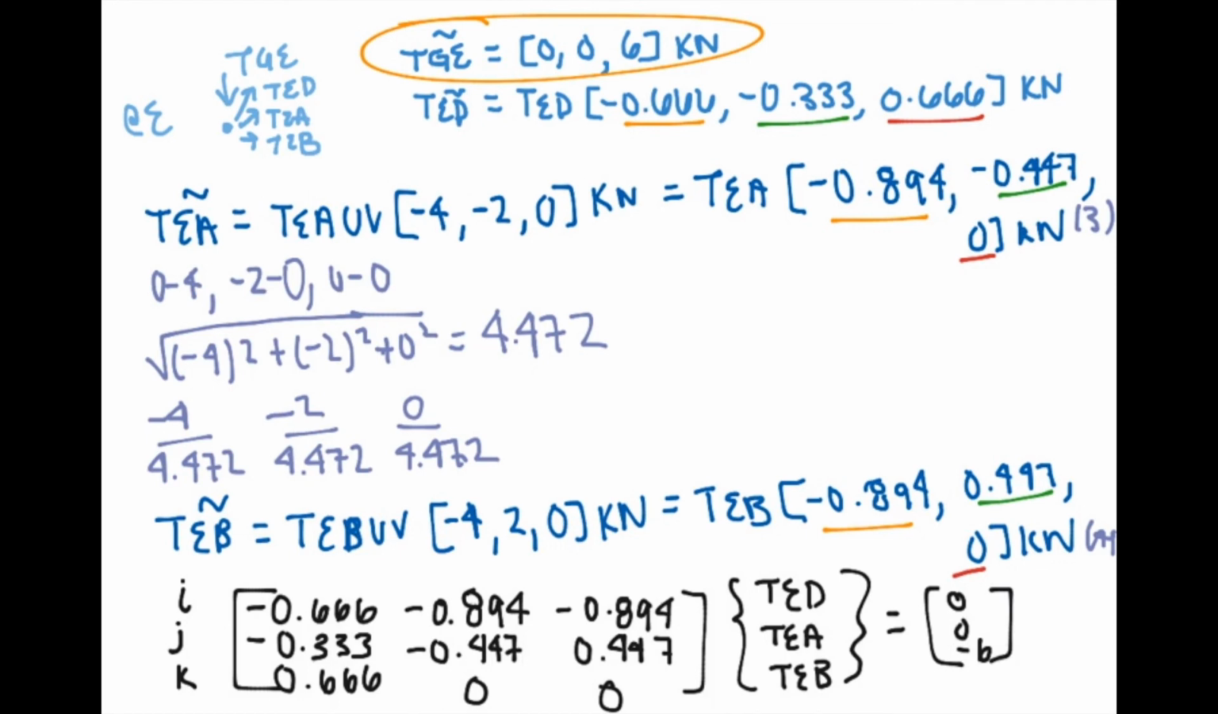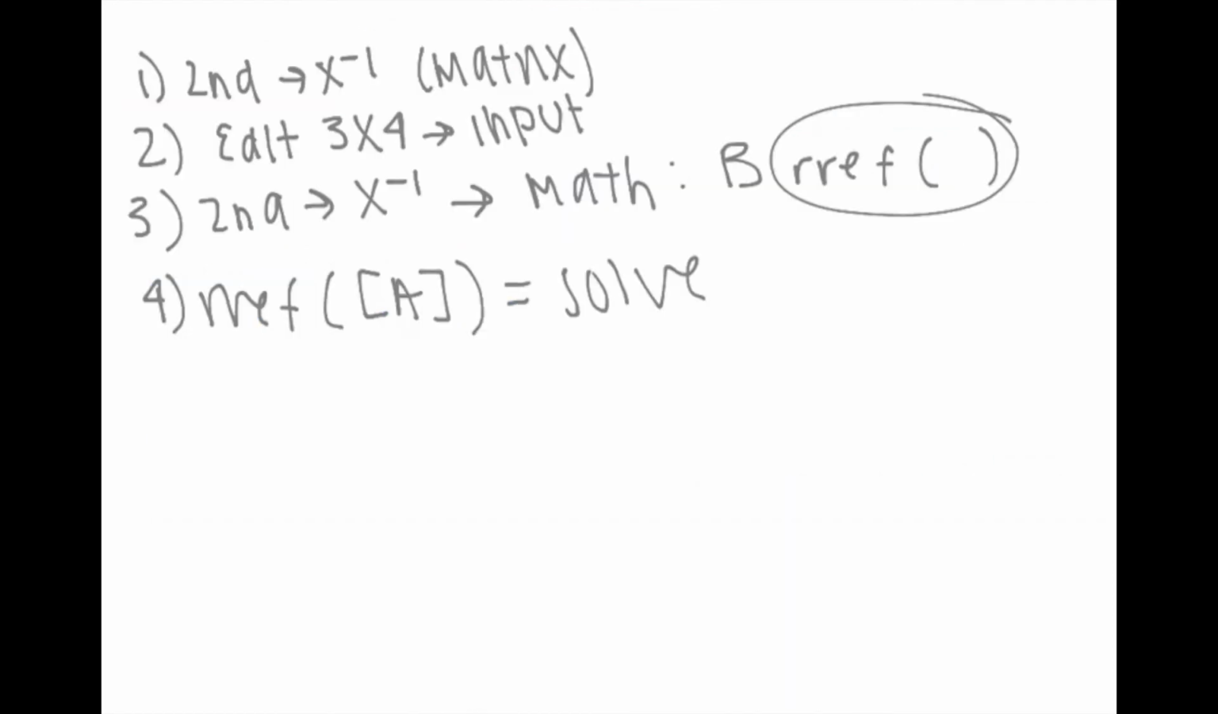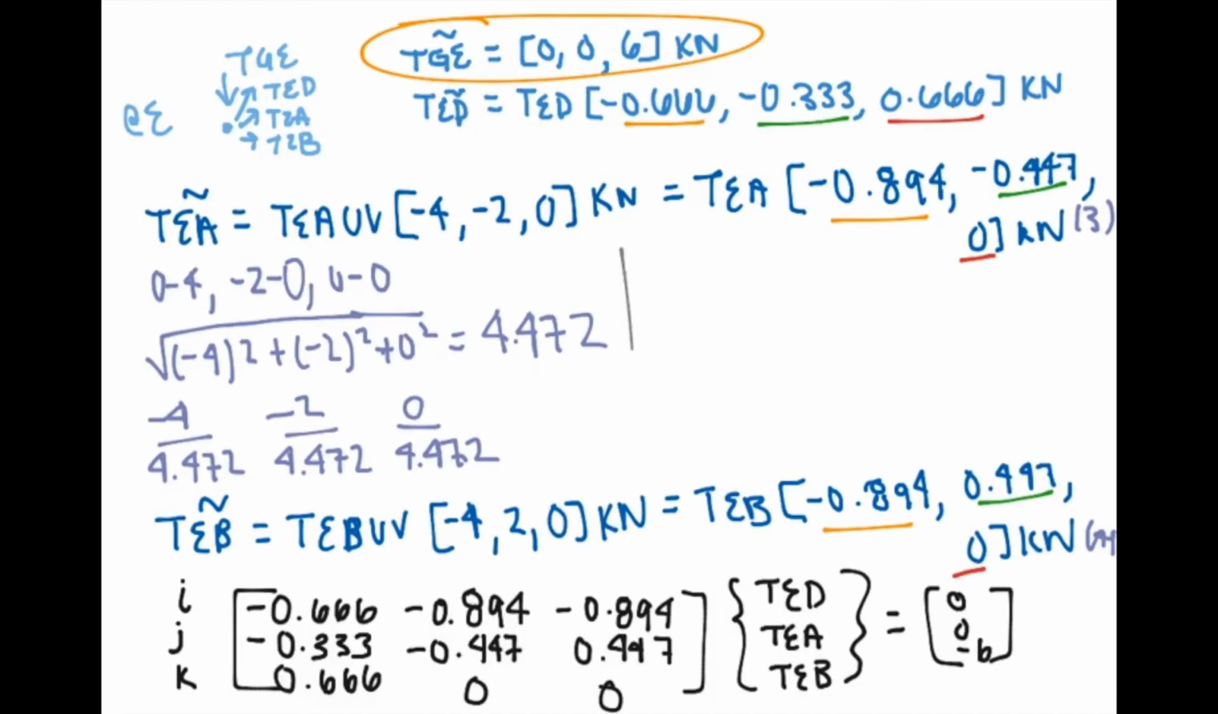Going back to the matrix slide, we will start by doing second x to the negative 1, which will be matrix. Editing our 3 by 4 matrix by putting in the previous numbers. Then second matrix again, go over to the right one to math, go down to B, which is going to be RREF. Click on that and choose the matrix that you just inputted and click enter. We will get final answers. I'm going to put them right here.